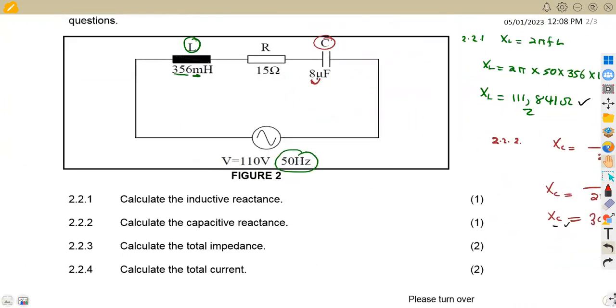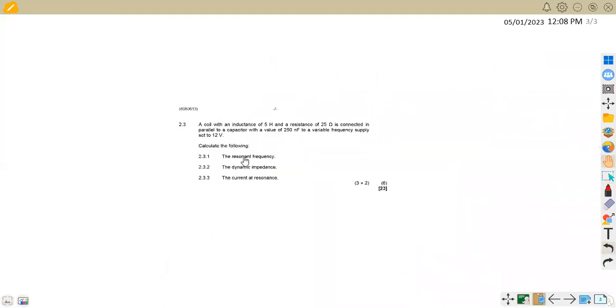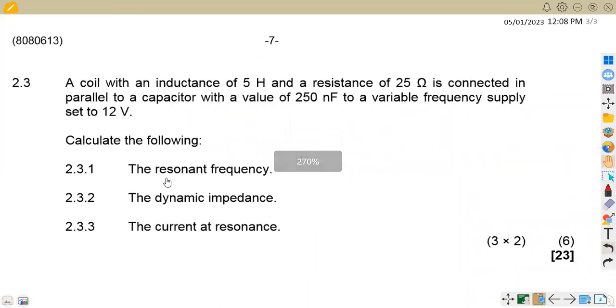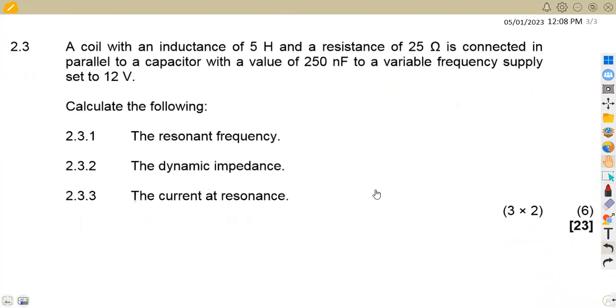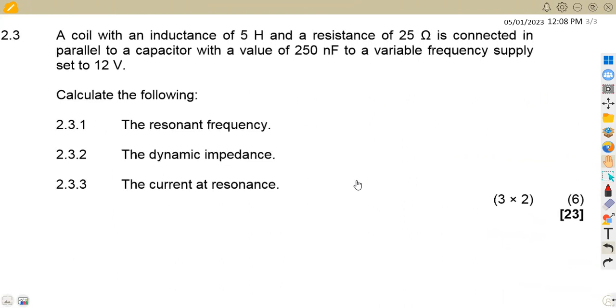All right, do we still have another part? Seems like we still have another part. Okay, so the other part is on 2.3. So this is actually another question, which is 2.3, which means that part is done. So on 2.3, we are now given a coil with an inductance of 5 henries and a resistance of 25 ohms connected in parallel to a capacitor with a variable frequency supply. So once we are given a variable frequency supply, that means it is at resonance. So we are dealing with a circuit that is at resonance in this case.